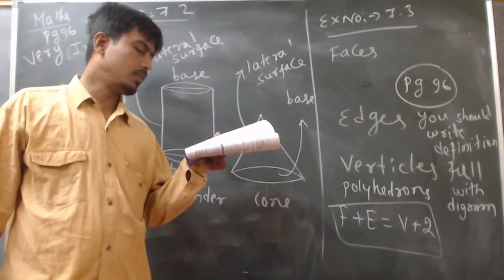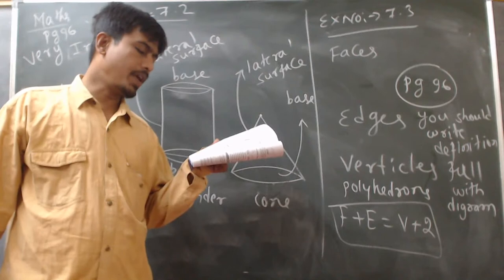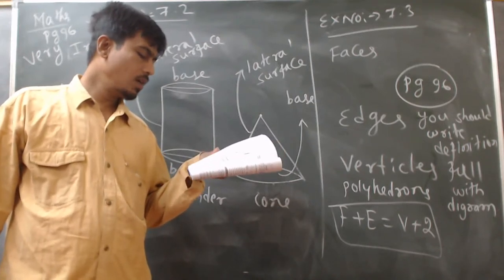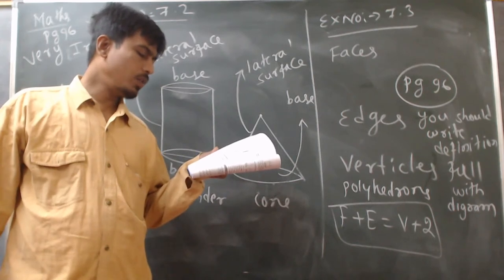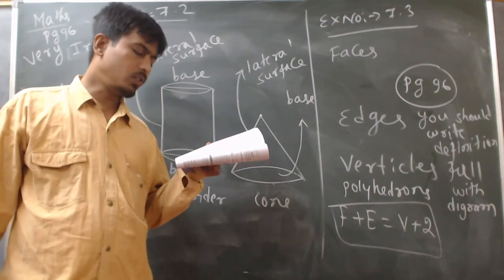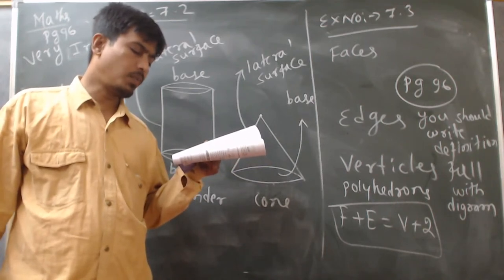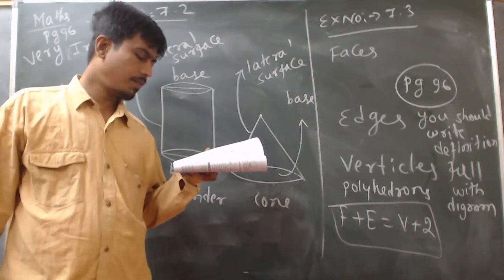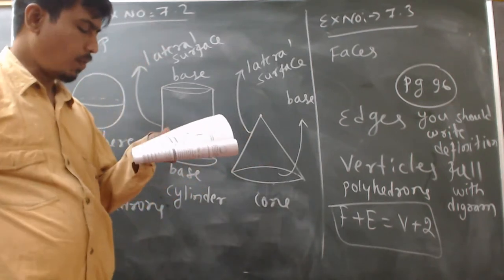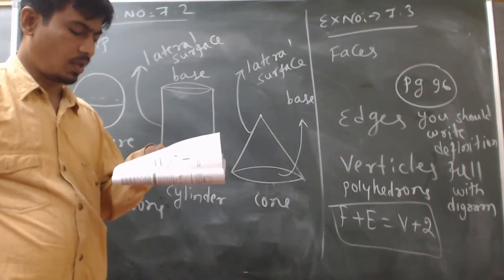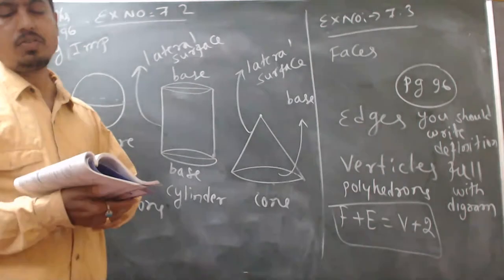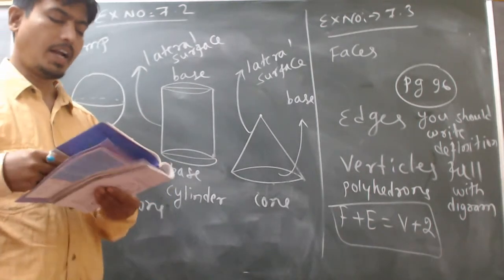They made you understand that there are regular polyhedrons and irregular polyhedrons. That means which are convex polyhedrons can be considered as regular polyhedrons, and which are not convex polyhedrons are called irregular. A polyhedron is said to be regular if its faces are made up of regular polygons and the same number of faces meet at each vertex.